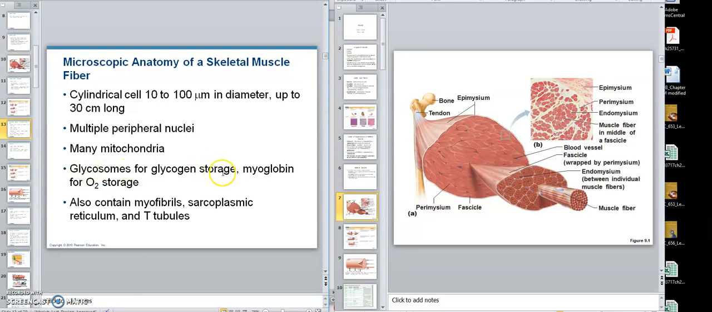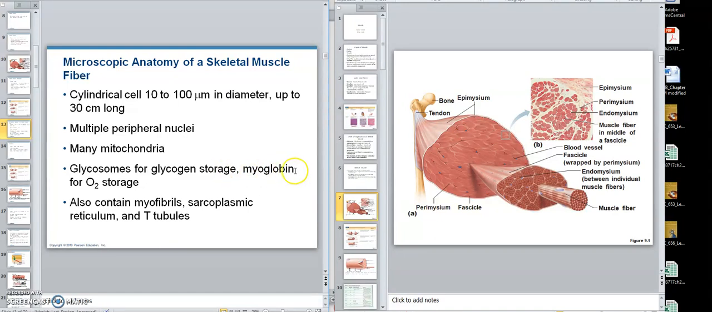Glycosomes are little vesicles that store glycogen. Glycogen is needed for muscle contraction. Okay, need energy. We kind of talked about ATP before, and how ATP would be formed. We talked a little bit about the Krebs cycle, you may recall.